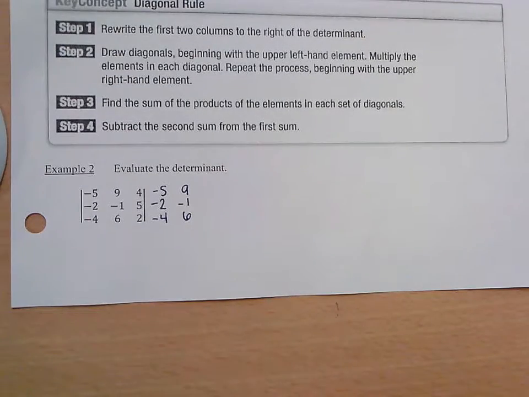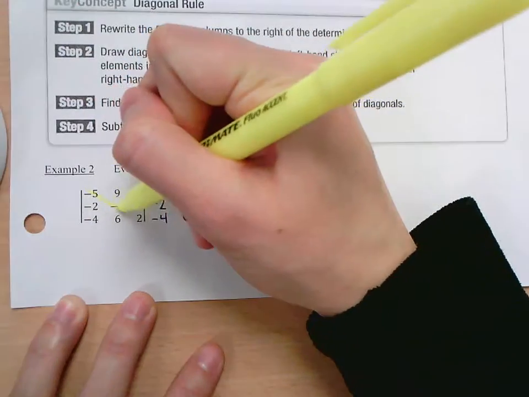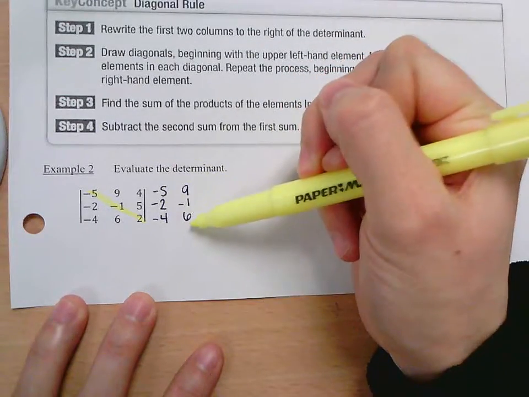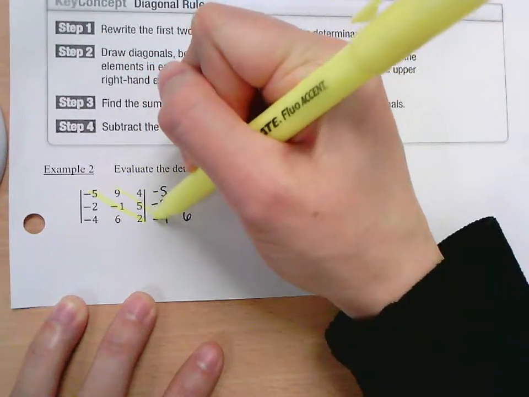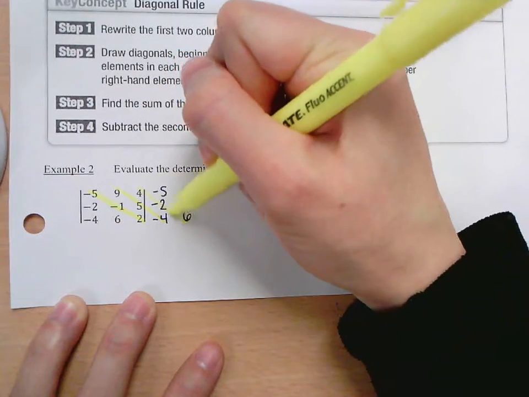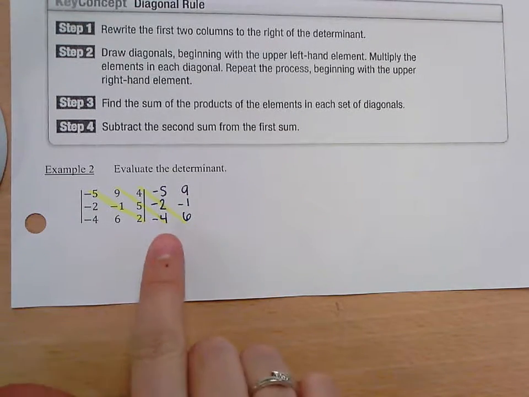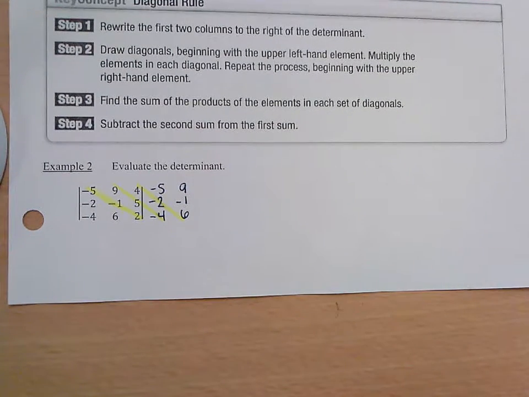But here you have 3 diagonals. So you have this main diagonal here, and then since you've rewritten the first 2 columns, you have 2 other full diagonals that are parallel to that. So I have those 3 diagonals, and in each diagonal I multiply the 3 values, and then those 3 diagonals that I highlighted in yellow, I'm going to add them all together.